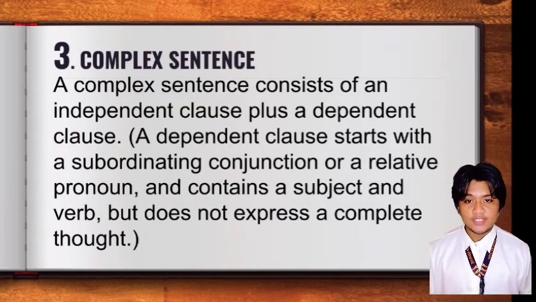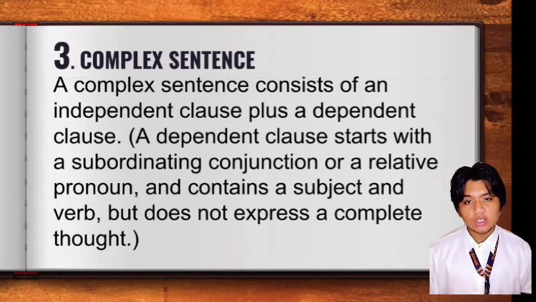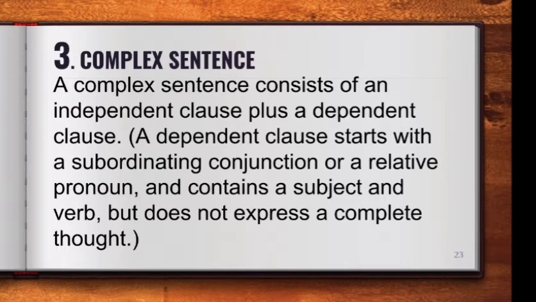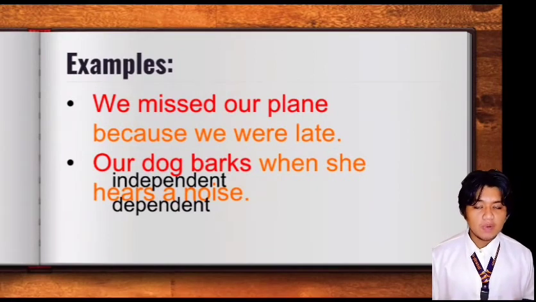Now the third one is the complex sentence. A complex sentence consists of an independent clause plus a dependent clause. A dependent clause starts with a subordinating conjunction or relative pronoun and contains a subject and a verb. Examples: We missed our plane because we were late. Our dog barks when she hears a noise.